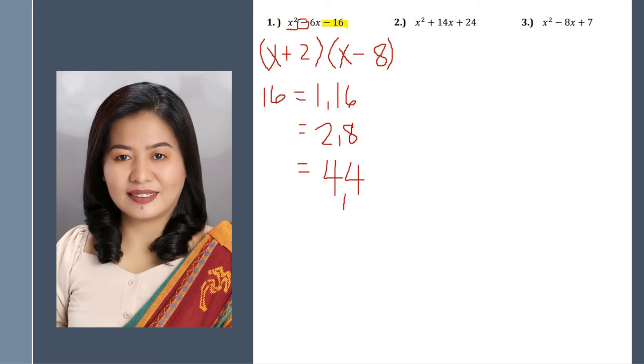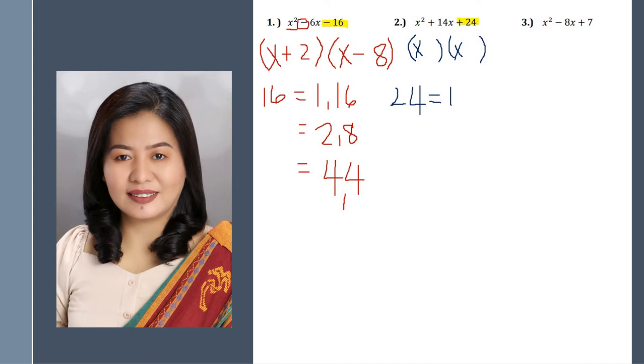Number 2, so again, we have our parentheses. Let's try to see if it will fit in the given space. Factors of x squared, we have x and x. Next, we list down the factors of 24. That's the last term. So 24, list down the factors.